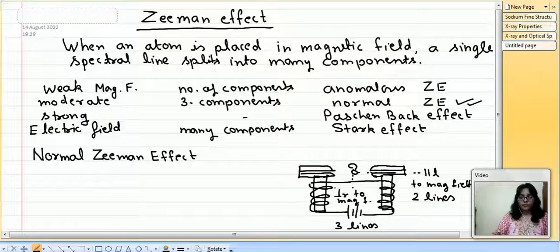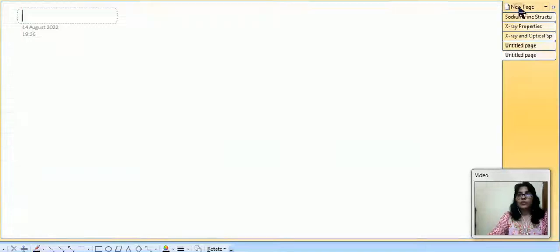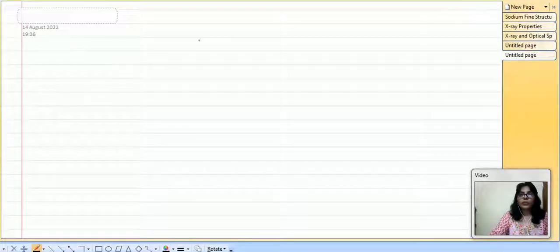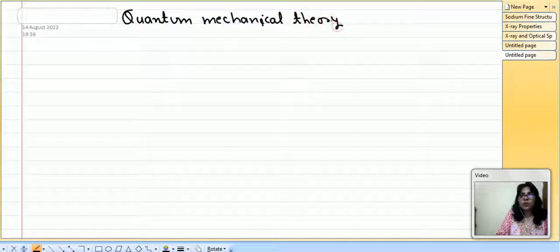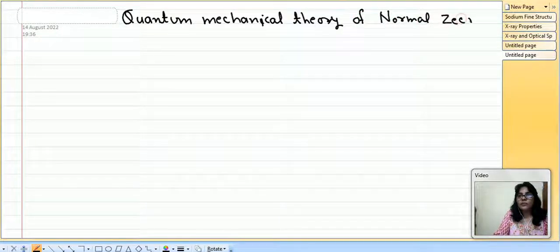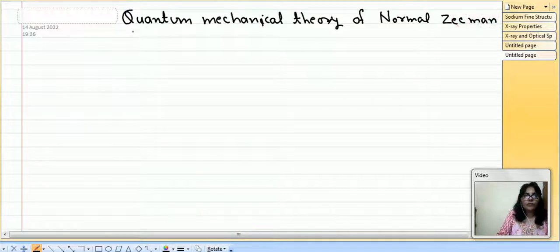Now we will discuss the quantum mechanical theory for the Zeeman effect. So let us go to a new page and put the heading: Quantum mechanical theory of normal Zeeman effect.